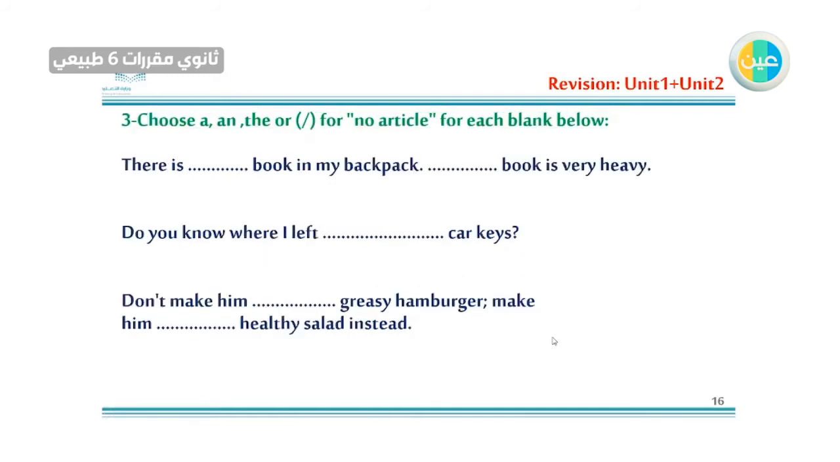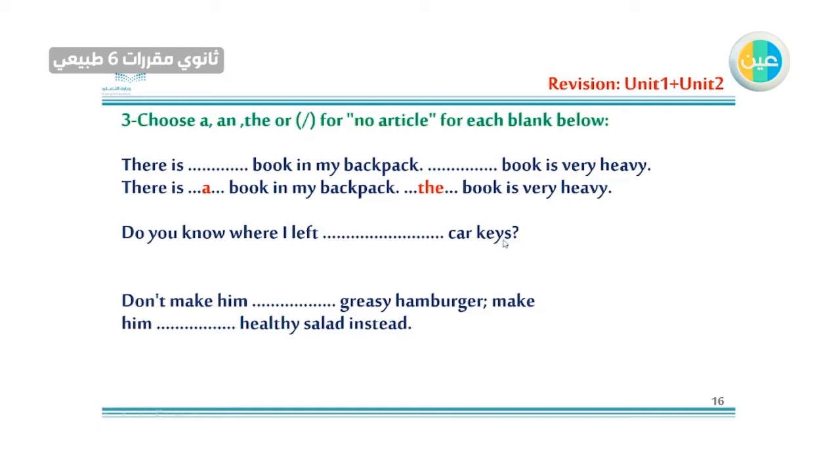Fruit, sorry. Choose a, an, the, or nothing. Again, there is a book in my backpack. So a book, as we said before, a book in my backpack. The book is very heavy. Here we are repeating book for the second time, so it's already mentioned before. For this we will say that it's the. Okay? Do you know where I left the car keys?